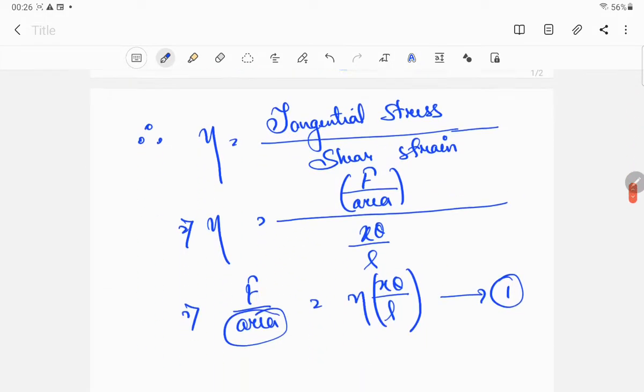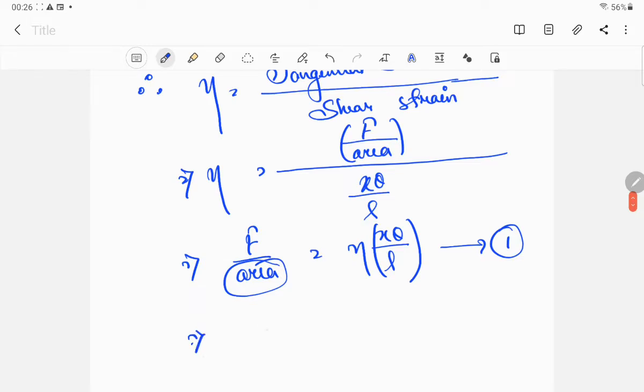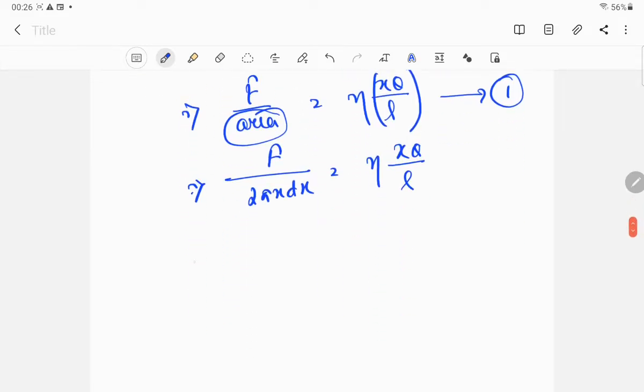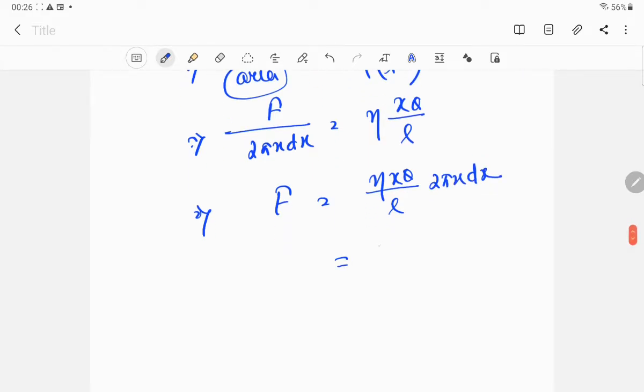All right, so in our case, F by area is nothing but eta x theta by L, and area is 2 pi x dx. So we are simplifying things. It is eta x theta by L times 2 pi x dx. Let me further simplify it: 2 pi eta theta by L x square dx. So that is about the force.